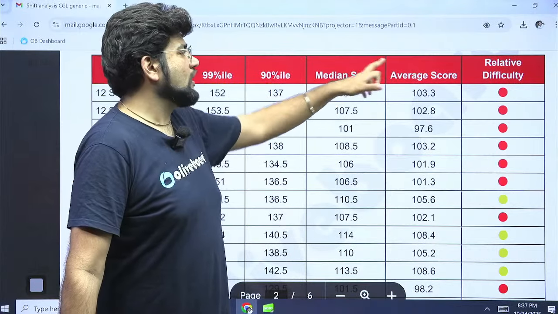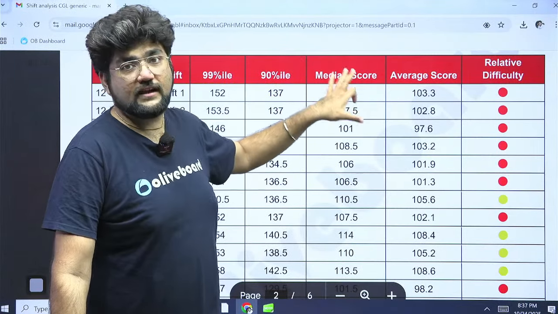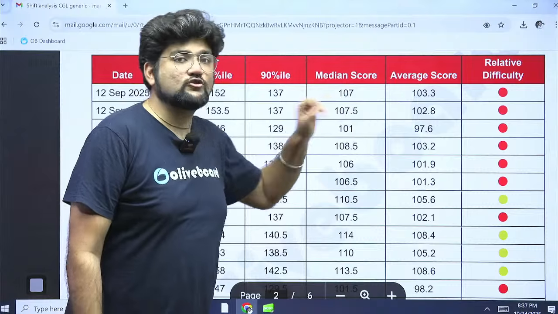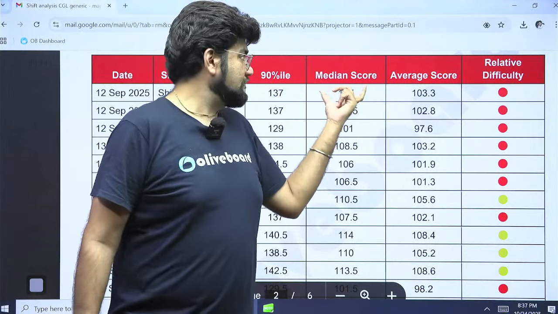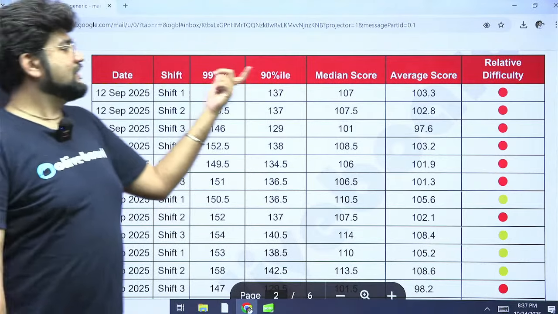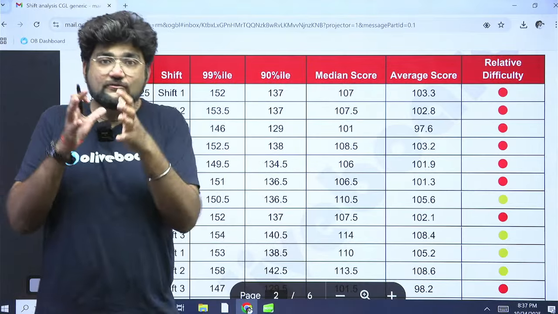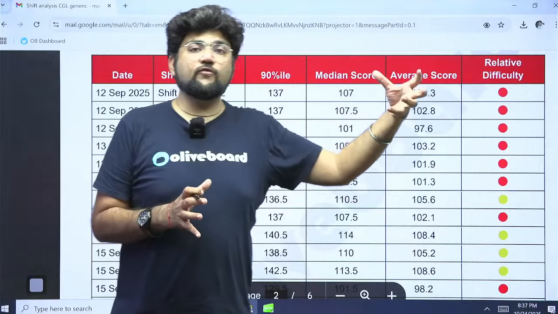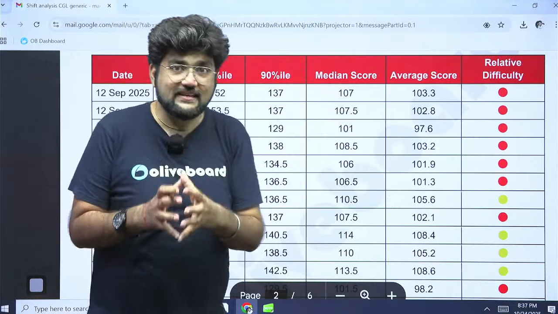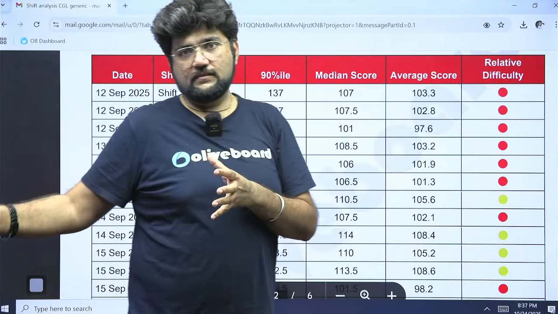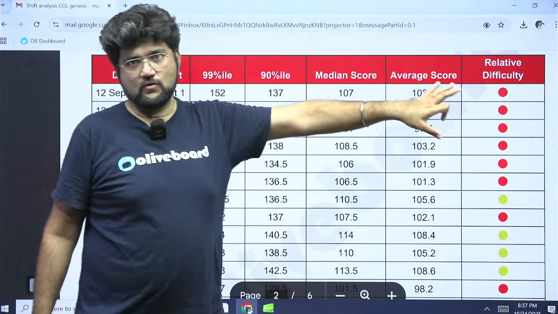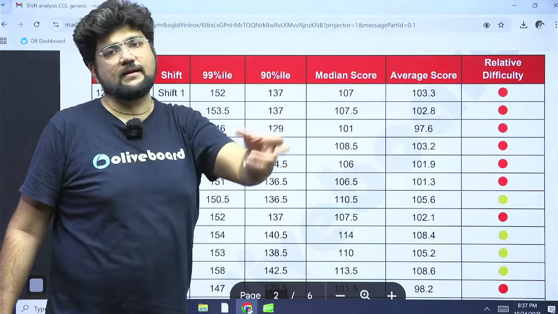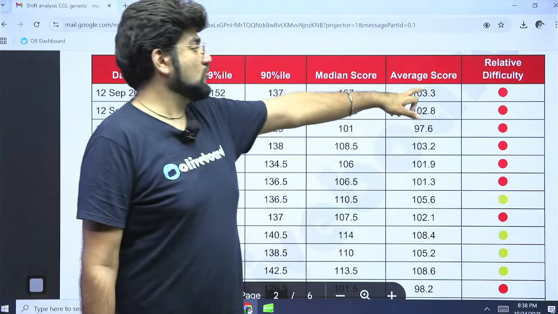The median score and average score give you a better measure of central tendency. Why? Because the median is actually telling you the exact middle value of this whole data. That means for this particular shift, the median score was 107. That means as many students scored more than 107 as they scored below 107, right? So this is exactly in the middle. Average score is something different. Average score is the total sum divided by the number of students of the shift, 103.3.